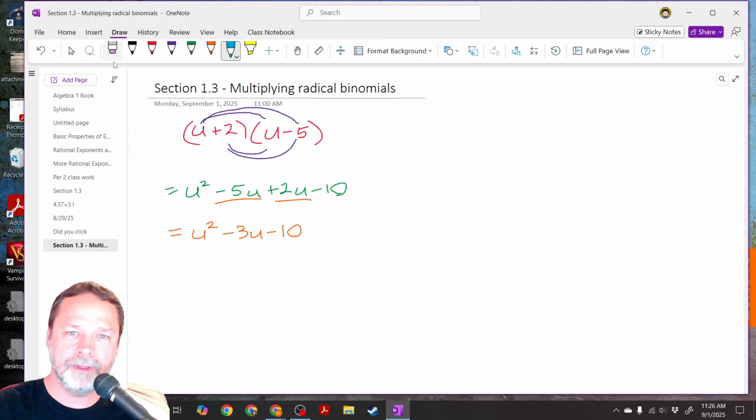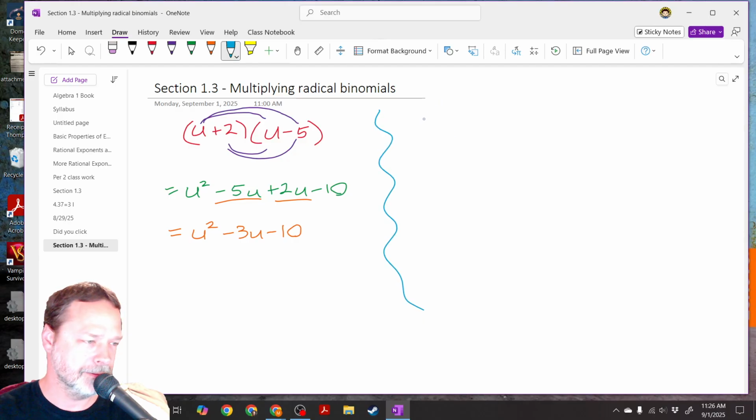Okay. So I wanted to show you that. Then I wanted to do one right next to it. Now, obviously, that is not a binomial with radicals. There's no radicals there. So let's switch this up a little bit.